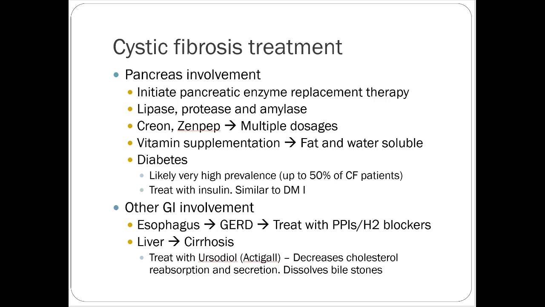Treatment, pancreas involvement: we can replace the pancreas function with a number of different things. We can give pancreatic enzymes orally with meals, and those are lipase, protease, and amylase to dissolve fats, proteins, and carbohydrates. A number of different dosages, pretty easy, pretty effective. Diabetes has a high prevalence due to the shutting down of the pancreas production of insulin, so you can treat it with insulin, very similar to a type 1 diabetic patient. It's not at all uncommon to see those two go hand in hand with CF patients.